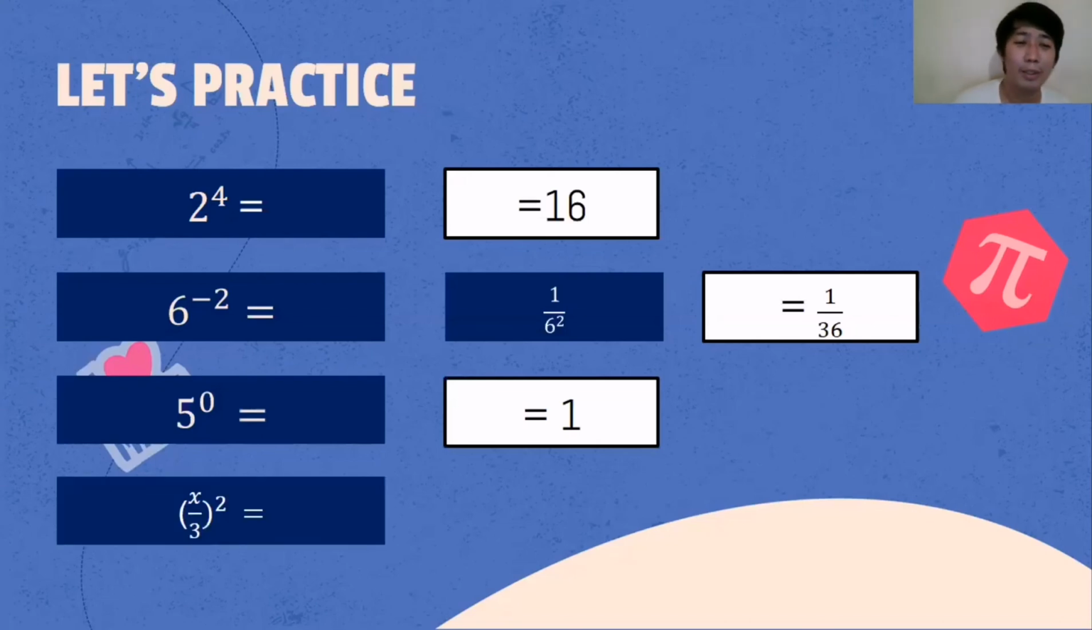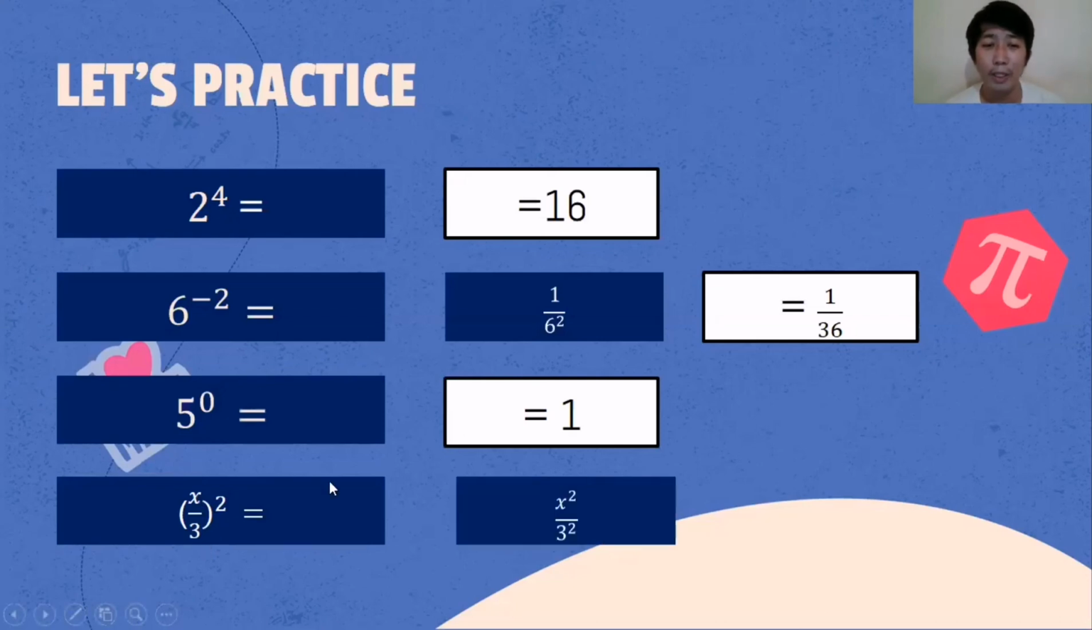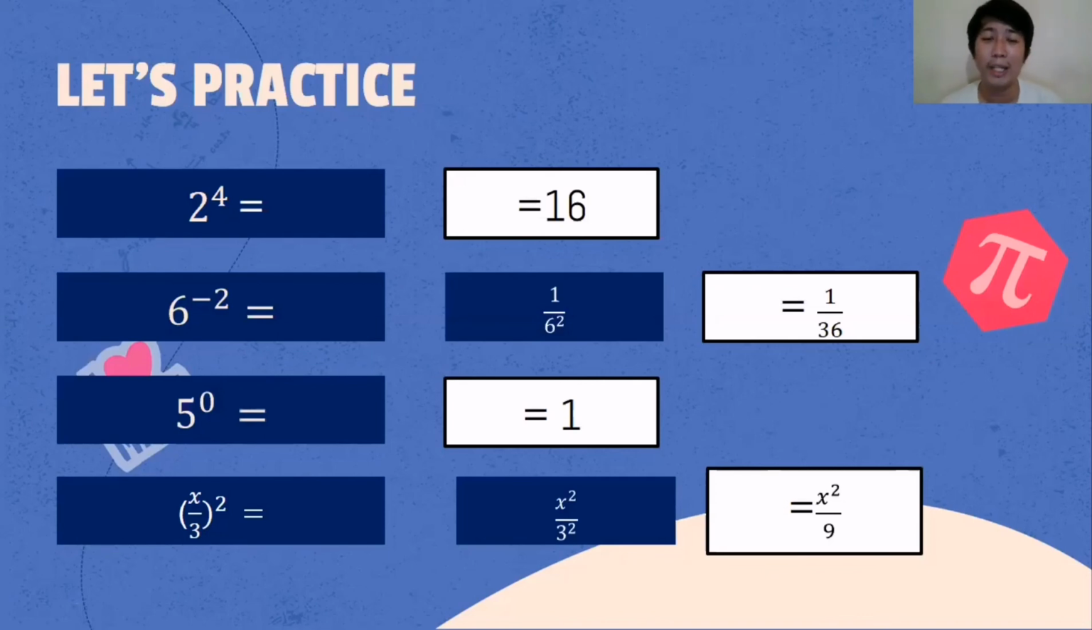Next one. That is the quotient rule. That is the quantity of x over 3 raised to 2. What do we do on that part? We will be, very good, distributing the value of the exponent on the numerator and the denominator. So it will become x squared over 3 raised to 2. What is 3 raised to 2? That is 9. So x squared over 9. That's the final answer. We will be distributing the exponent on both numerator and denominator.